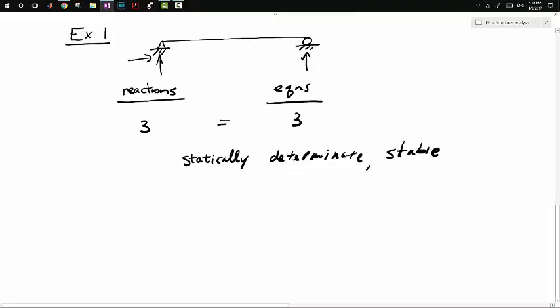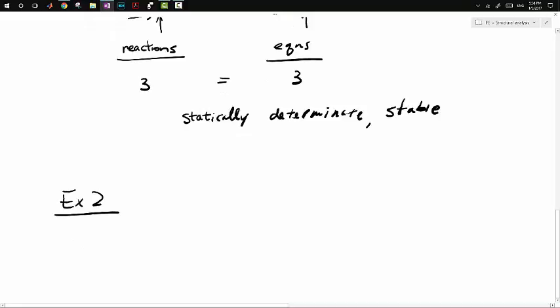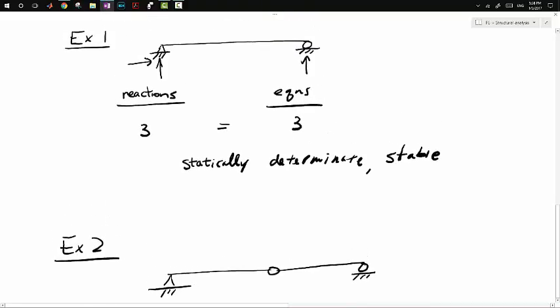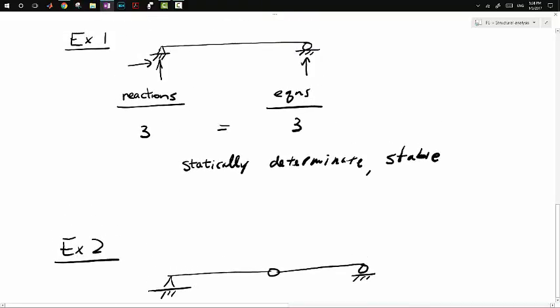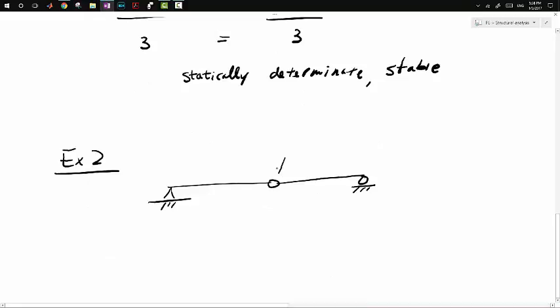Moving on, let's do another example. So what if we had an internal hinge and a roller? So pretty much similar to the previous example, but now we have an internal hinge here. So that's an internal hinge. So again, our reactions, we have 1, 2, 3.